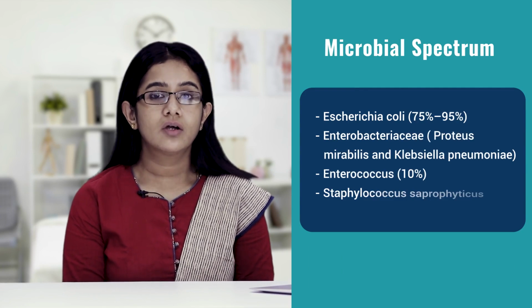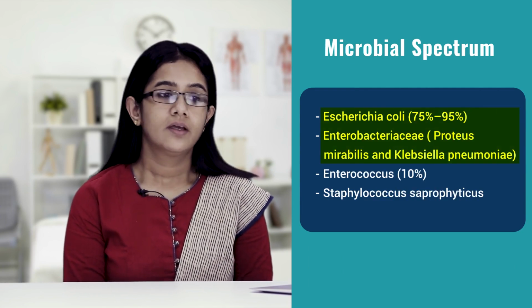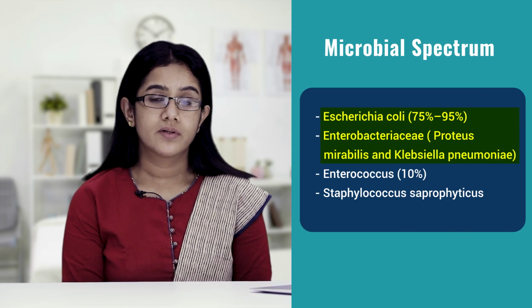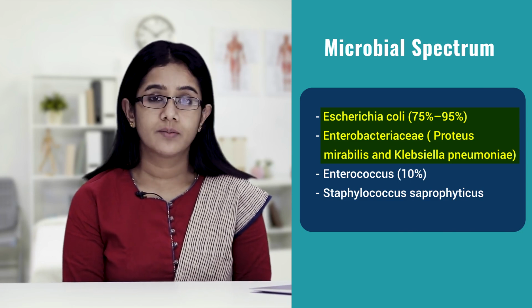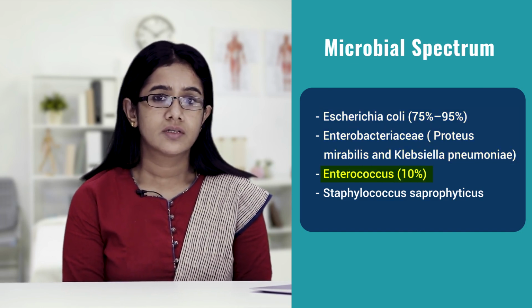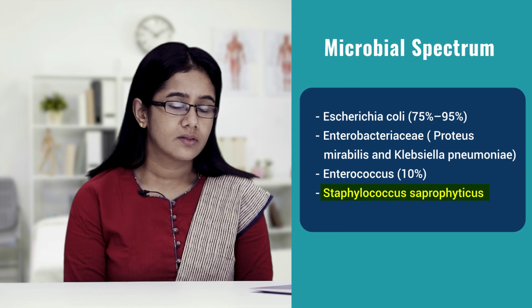So what are the most common bacteria that causes urinary tract infection? The most common cause, the chunk of the urinary tract infection, is caused by Enterobacteriaceae, which includes Escherichia coli, which is nearly 70%, following which you can have Klebsiella pneumoniae, Proteus mirabilis. The other rare organisms are Enterococcus. You can have Staphylococcus saprophyticus.